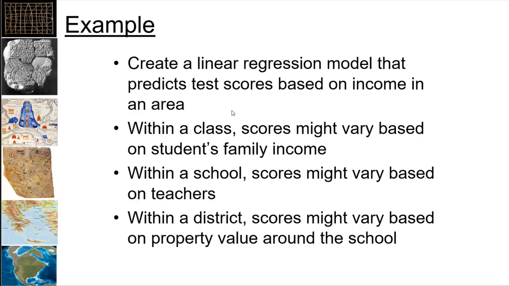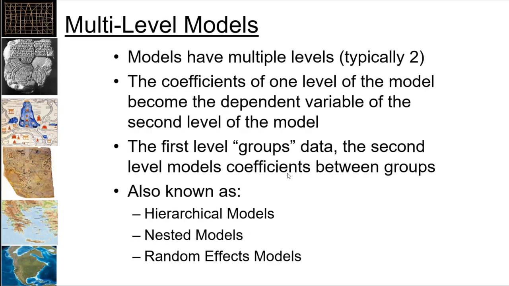So again, classic example where we might have a linear regression that predicts test scores based on income in a large area. However, within a class, the scores might vary based on a student's income, but within a school, they might vary based on the teachers. In other words, who's teaching in the different classes. Within a district, the scores might vary based on the property value around the school, because schools in the United States, K through 12, are largely funded by county property taxes. And so that would be an interesting thing to look at. But with our traditional tools, of course, we can't really group by these. We can't see this.